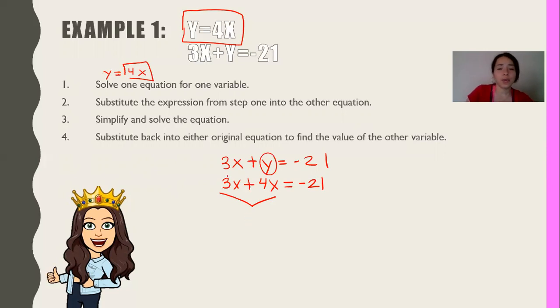So let's look at the front numbers. 3x plus 4x. What does that equal?